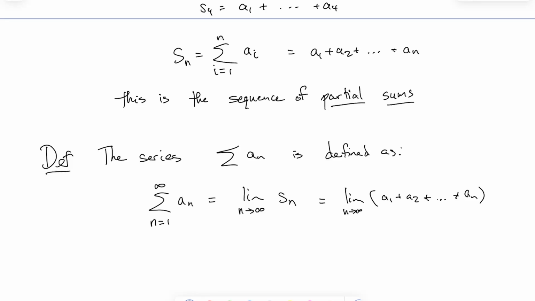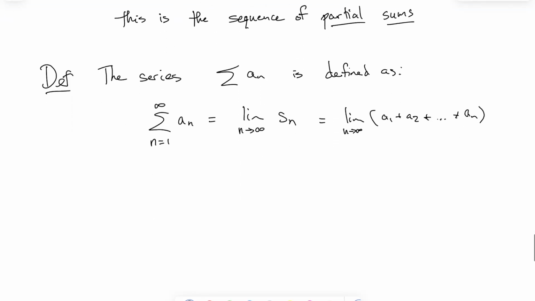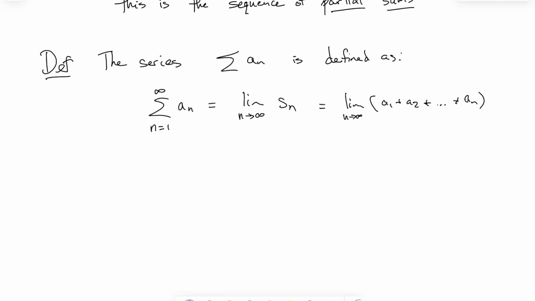You take only the first few terms at the beginning, but then you take the limit as the number of terms you're taking goes to infinity. And that's how we define the series, all right? Because it is a limit of something or other, this may converge or it may diverge.